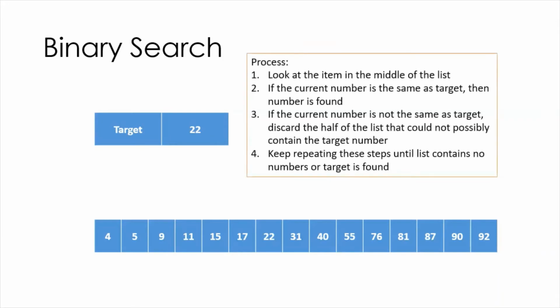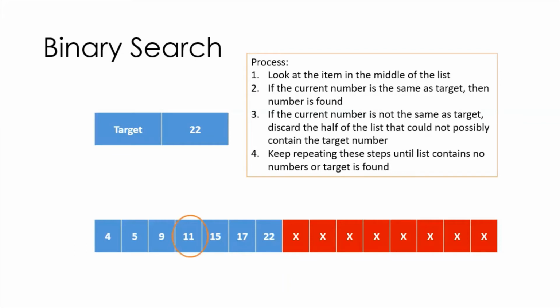So my target is 22. I start in the middle of the list here. 31. Now, I can say that every number to the right of 31 can be discounted because, as you've noticed, each item is in order, smallest on the left to largest on the right. So I can discount every item to the right of 31, including 31. Already I've discounted over half of that list.